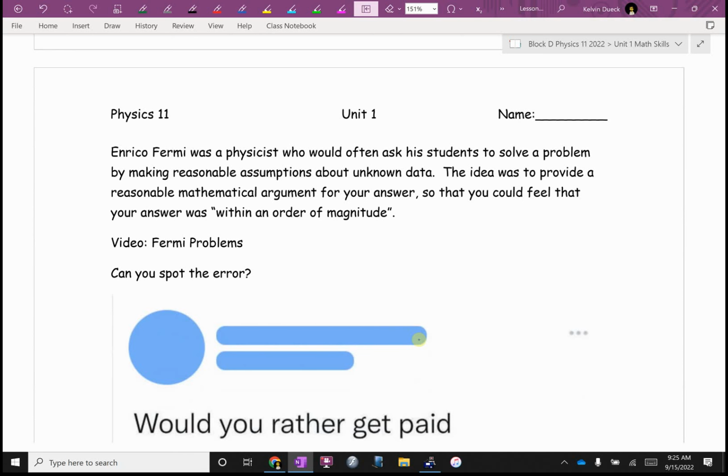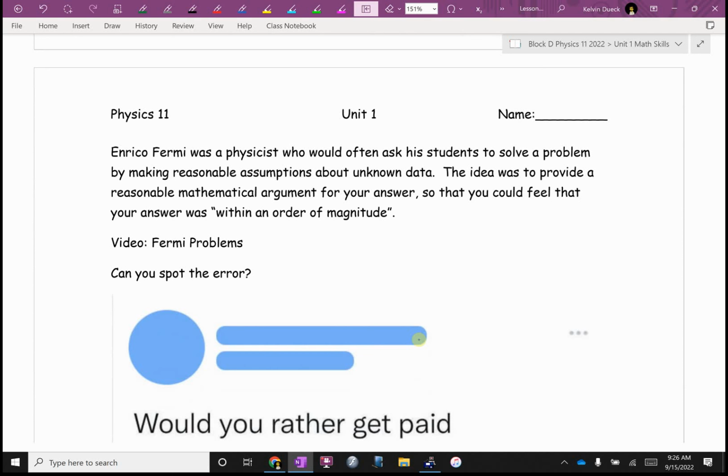Enrico Fermi was a physicist. He would often ask his students to solve a problem by making reasonable assumptions about unknown data. He was very, very good at, if you asked him a question, he would give you an answer, and he would be within an order of magnitude of the real answer, just by thinking about it. What does an order of magnitude mean? If you write a number in scientific notation, he would have the times 10 to the power. That's all he cared about.